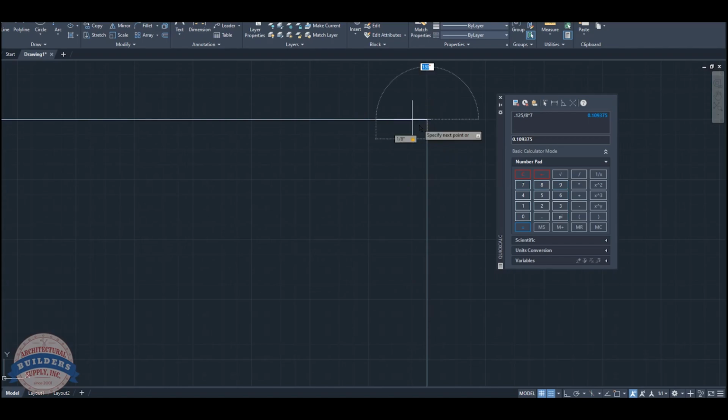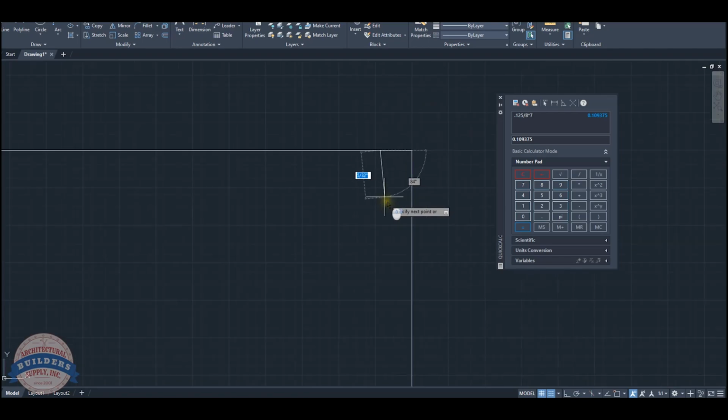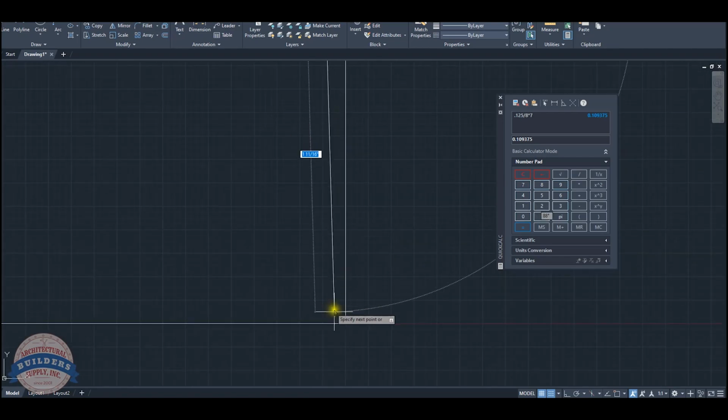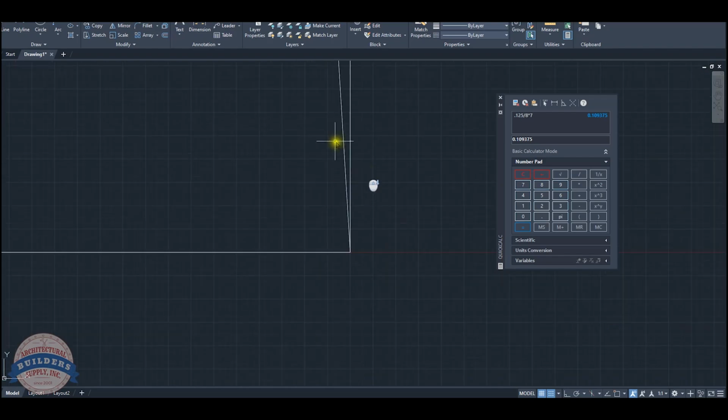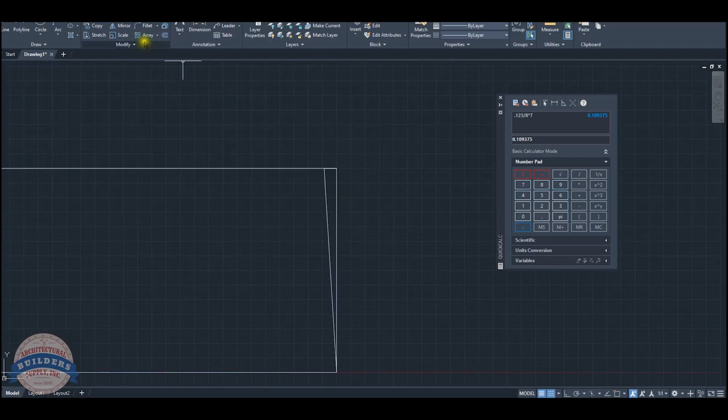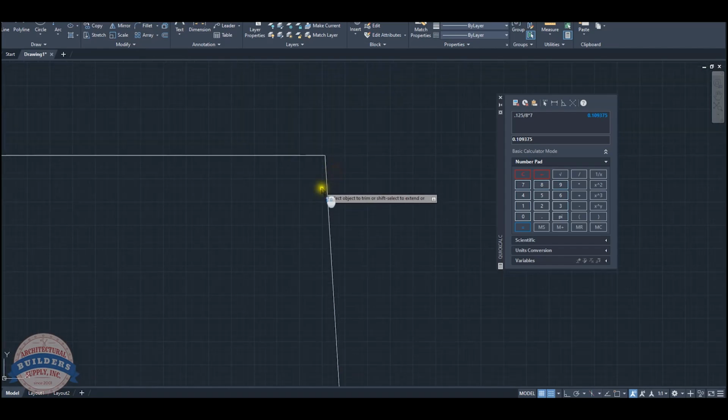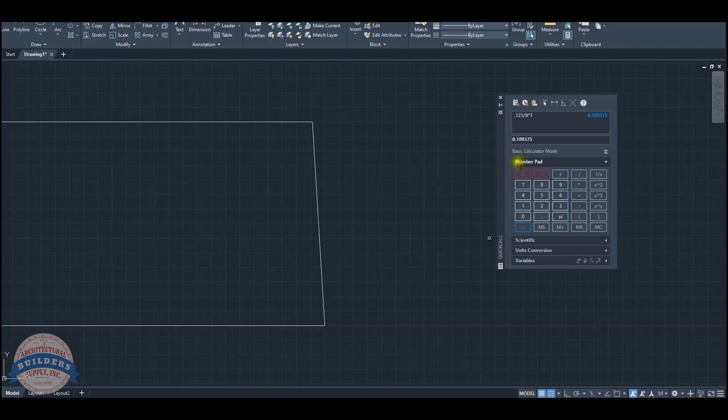So let's draw a line, 0.109375 at 180 degrees, enter, and then we're going to come down to this corner, just like we did previously. Okie doke. Now, as we did before, let's trim.